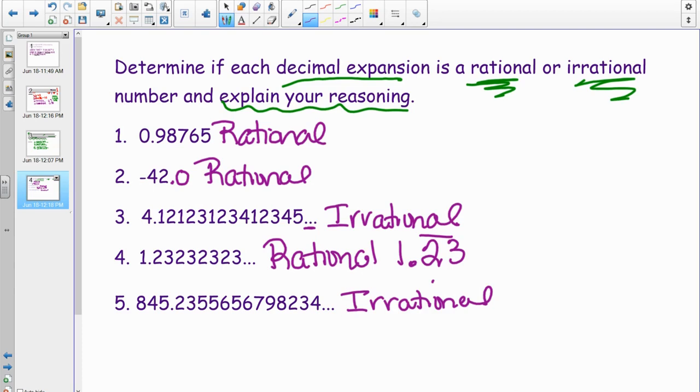One thing I forgot to mention is that the most famous irrational number in this world is pi. And if you know anything about pi, pi starts out approximately 3.14, and it just continues and continues and continues forever and ever without repeating and without terminating. I hope this helped you understand how to take a decimal expansion and to classify it as rational or irrational.